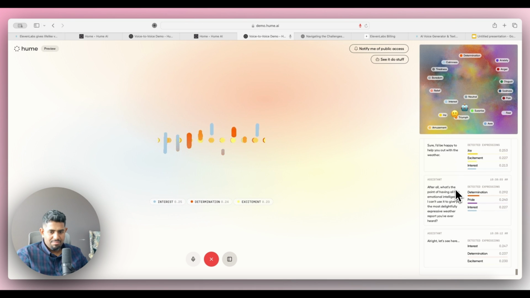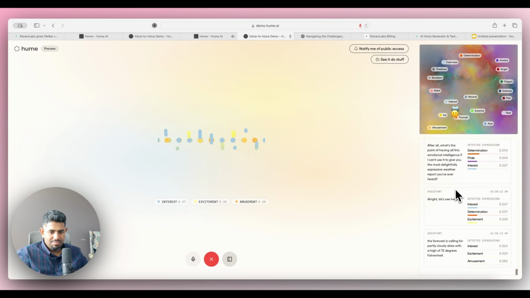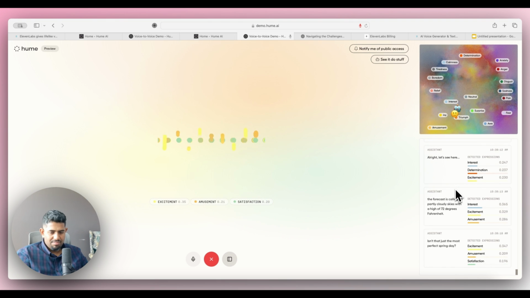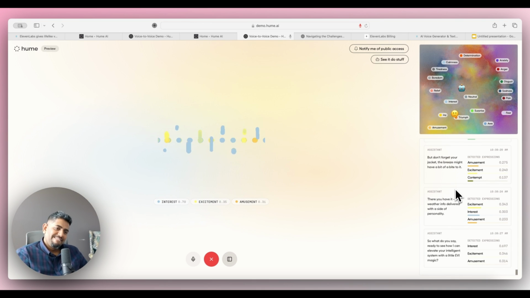All right, let's see here. The forecast is calling for partly cloudy skies with a high of 72 degrees Fahrenheit. Isn't that just the most perfect spring day? But don't forget your jacket. The breeze might have a bit of a bite to it. There you have it. Weather info delivered with a side of personality. So, what do you say? Ready to see how I can elevate your intelligent system with a little EVI magic?